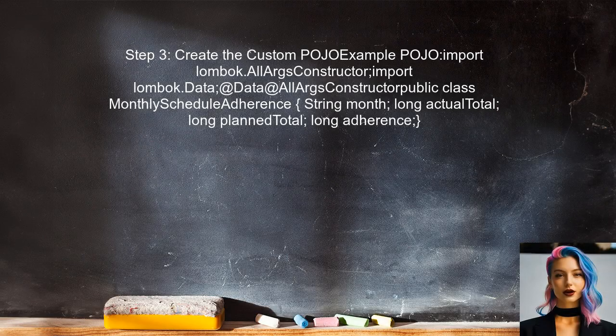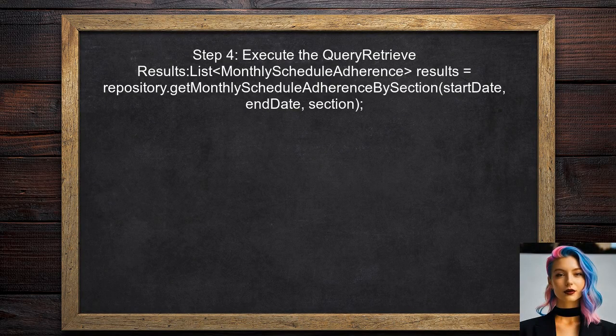Now let's create the custom POJO to map the results from the query. This class will hold the month, actual total, planned total, and adherence percentage. Finally, the user can execute the query and retrieve the results as a list of monthly schedule adherence objects. This will provide the structured data needed for further processing or visualization.